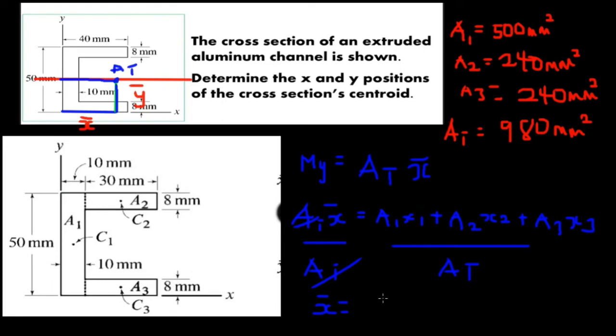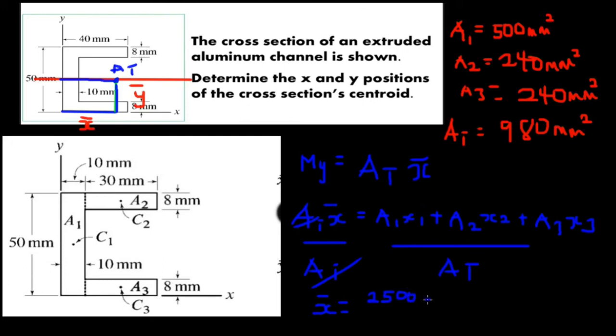So A1 times x1 will be 500 times 5. Let's see what that will give us. That will give me 2500. So A1 x1 gives me 2500.